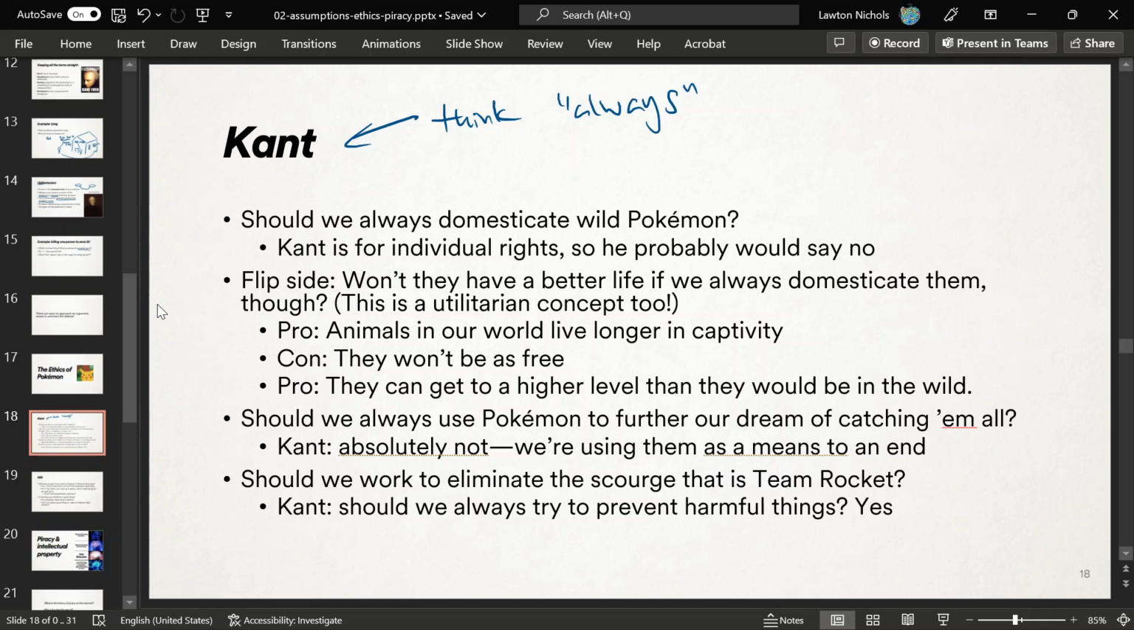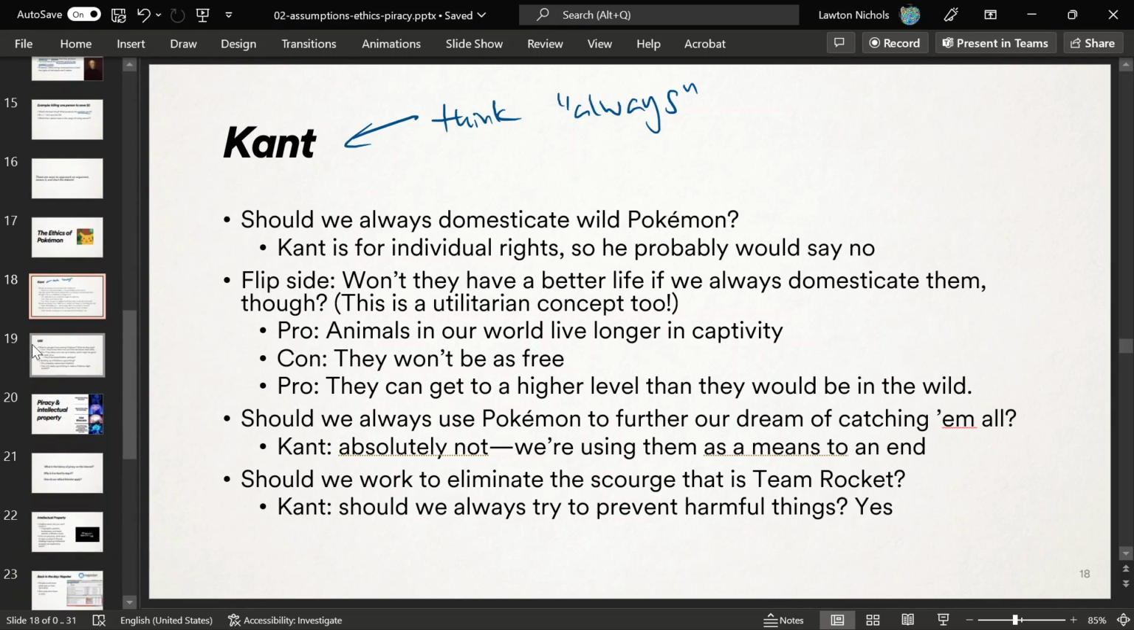Again, this is very hard to train you to do, and that's why I'm giving you a bunch of examples. Are there any questions about this slide for the silly Pokemon example of Kantianism? Evaluating Pokemon using Kantianism. All right, let's try this with utilitarianism now.